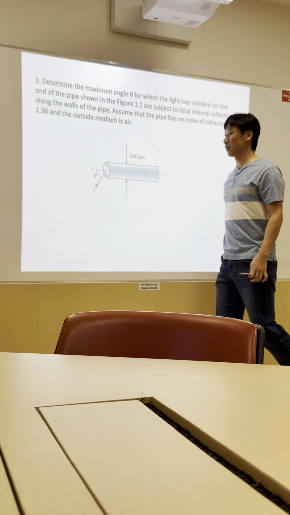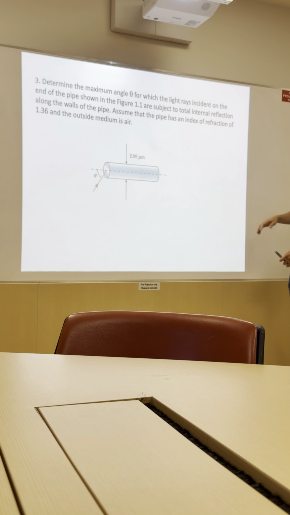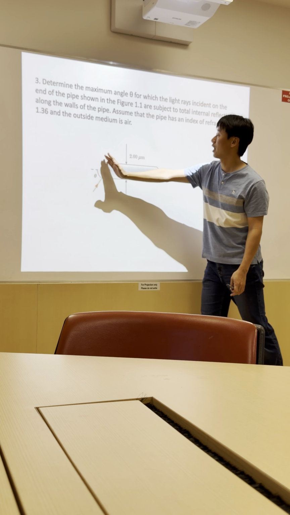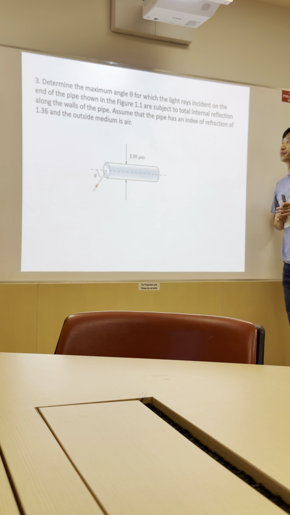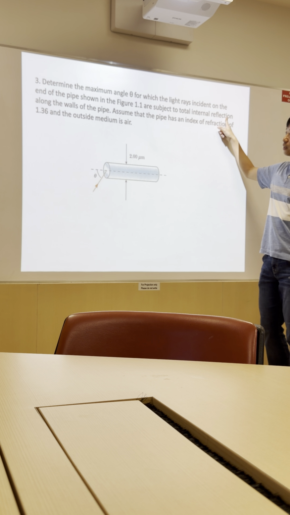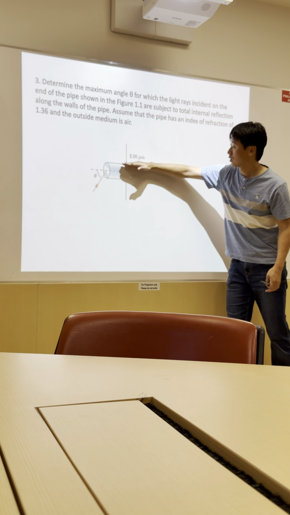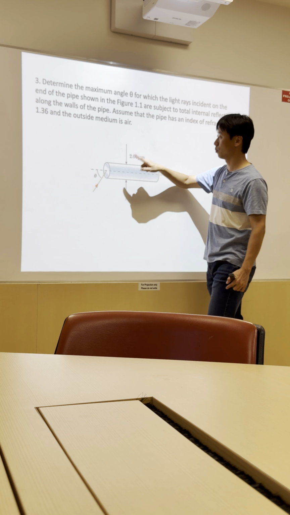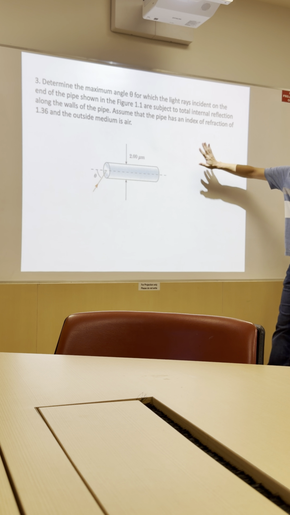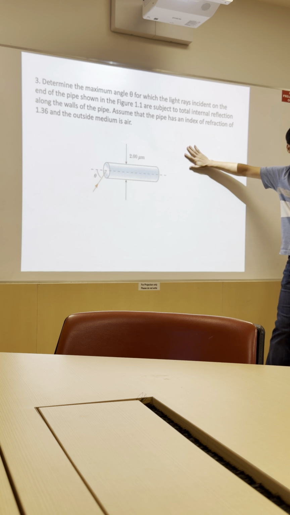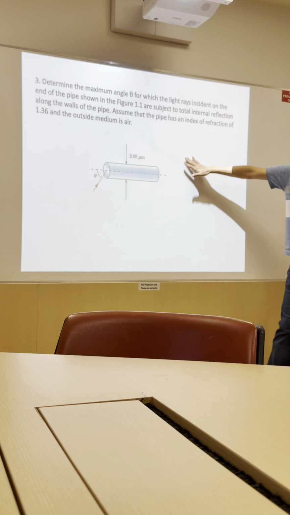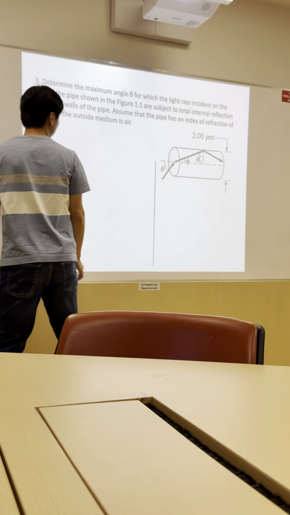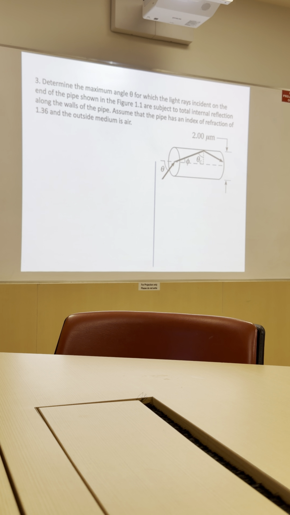Okay, question 3. Determine the maximum angle theta for which the light rays incident on the end of the pipe shown in the figure here are subject to total internal reflection along the wall of the pipe. Assume that the pipe has an index of refraction of 1.36 and the outside medium is air. So the refractive index of the air is 1.0. Alright, so this is about total internal reflection.